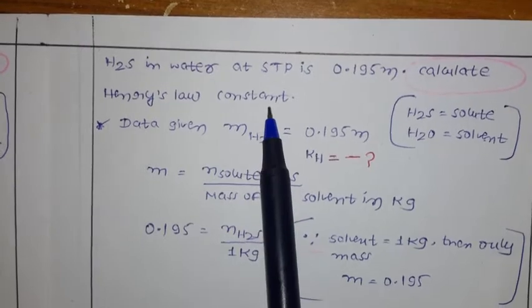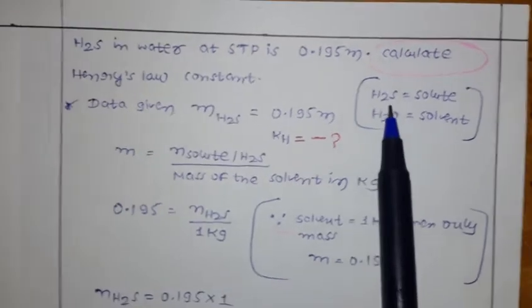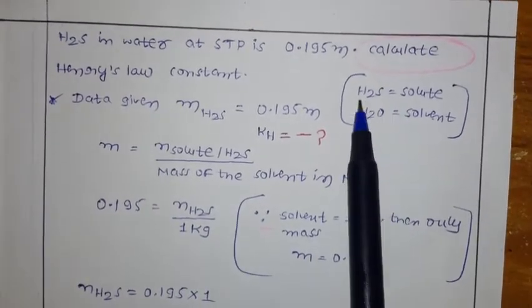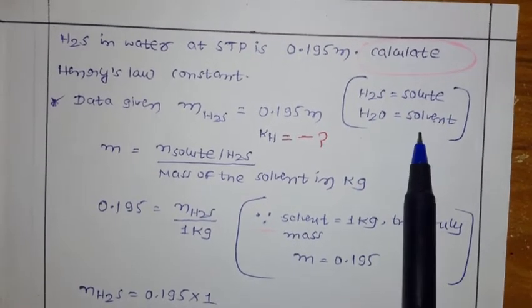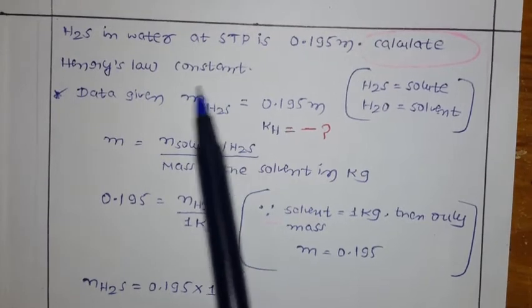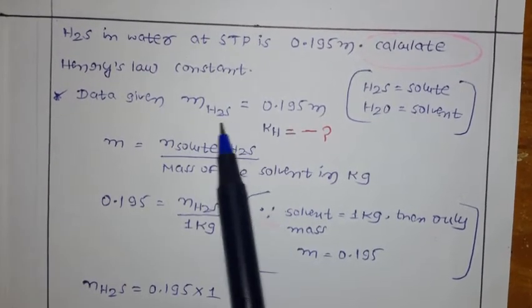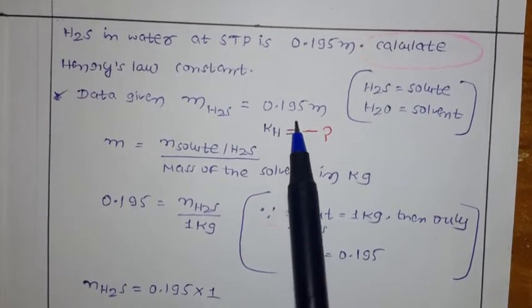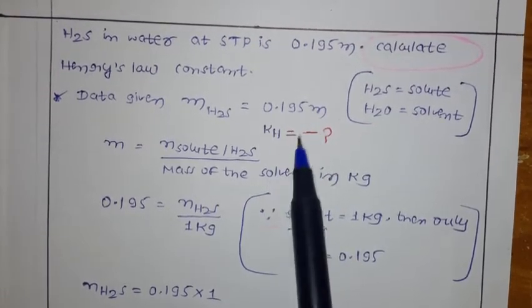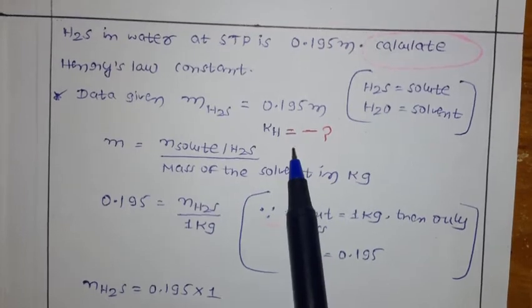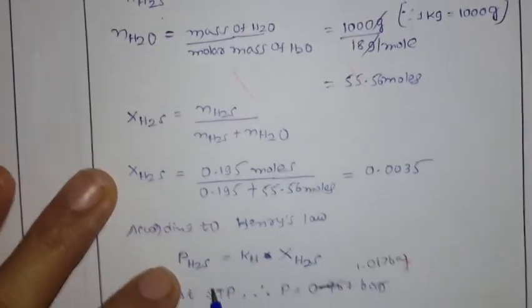Now let us see what the data given is. Before going to the data, here H2S, hydrogen sulfide, is the solute and water is the solvent. Now, what is the given molarity of hydrogen sulfide? How much do we have? 0.195 molar. What are they asking? Henry's constant. So definitely this problem is based on what? Henry's law. Okay. So Henry's law, what do we have here?